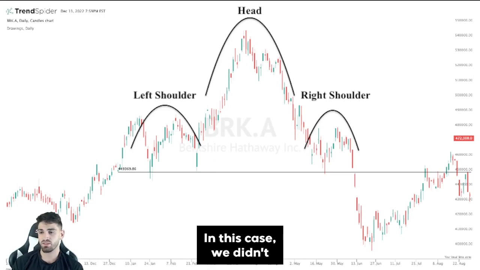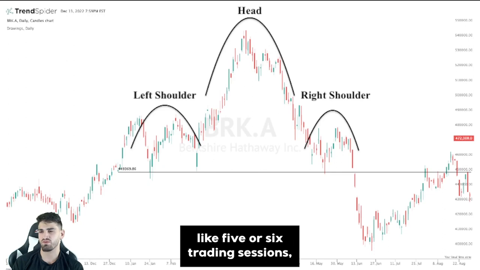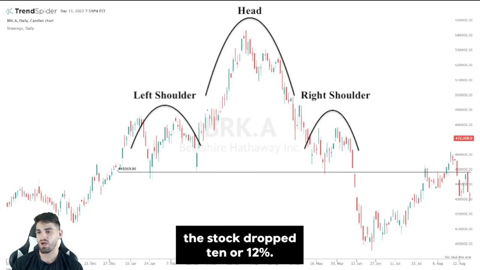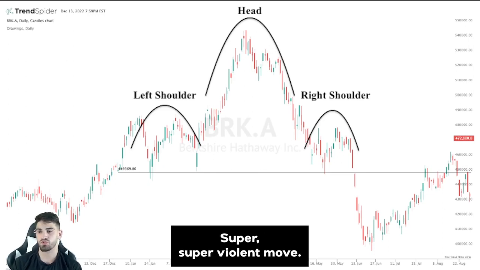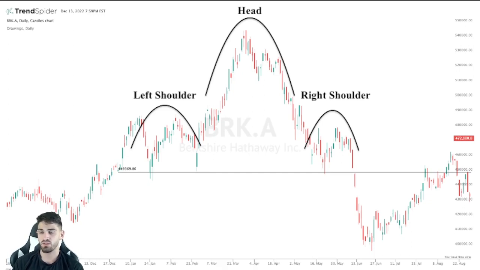In this case, we didn't get the break, hook, and go at all. We broke this neckline, and within like 5 or 6 trading sessions, the stock dropped 10 or 12%. Super, super violent move. And that's what these formations can and tend to give you when they play out.